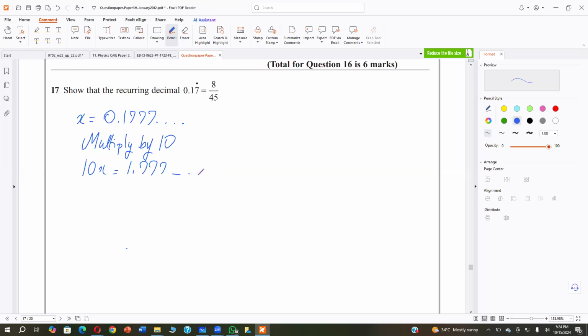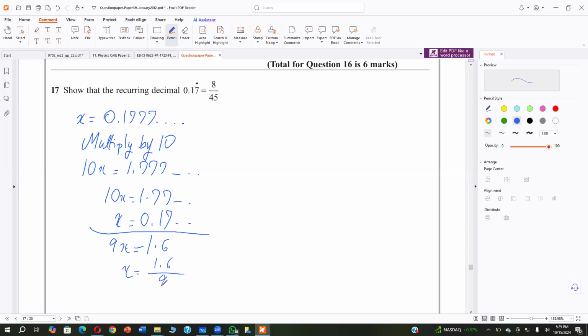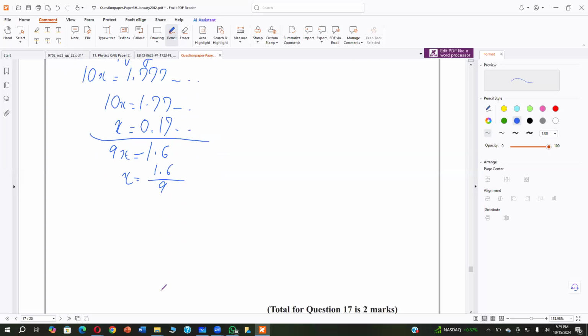Can you tell me the next step? Now we find 9x and we subtract 0.1777 from 1.777, and that should be 1.6. Why 6? 1.6. Yeah. 1.6 upon 9, that's 8/45.